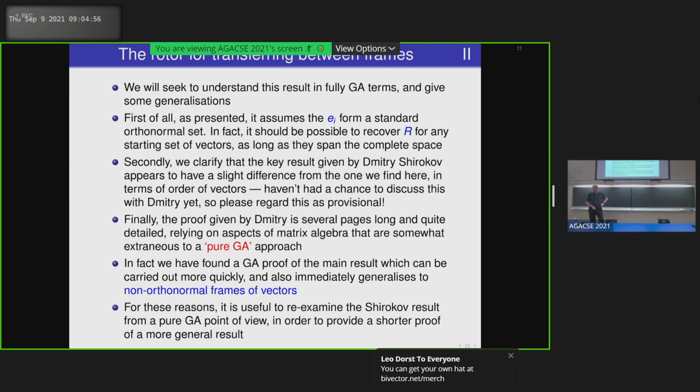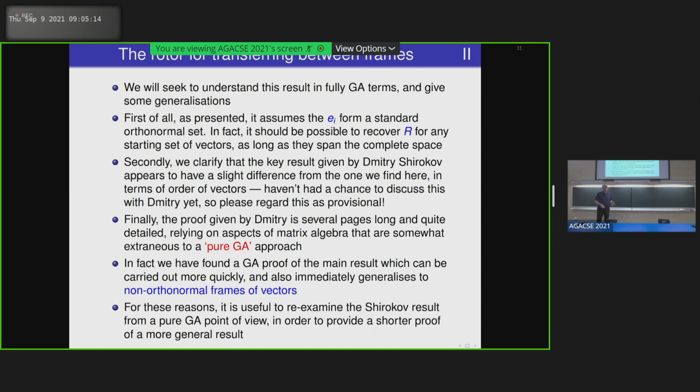I'm going to clarify that the key result given by Dmitry appears to have a slight difference from what we find here in terms of the order of vectors. I haven't had a chance to discuss this with Dmitry yet. I hope to be able to do that soon. So please regard this as provisional.